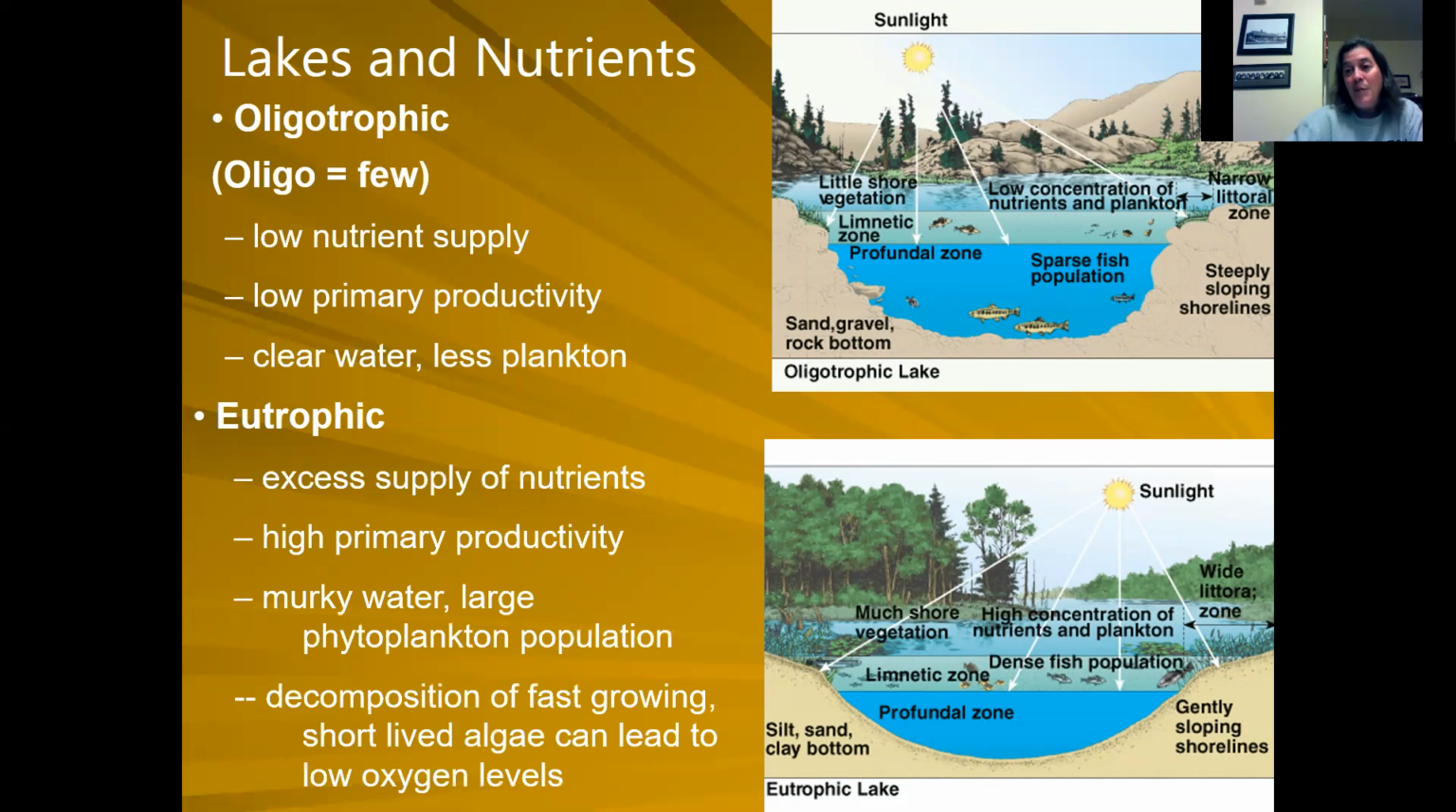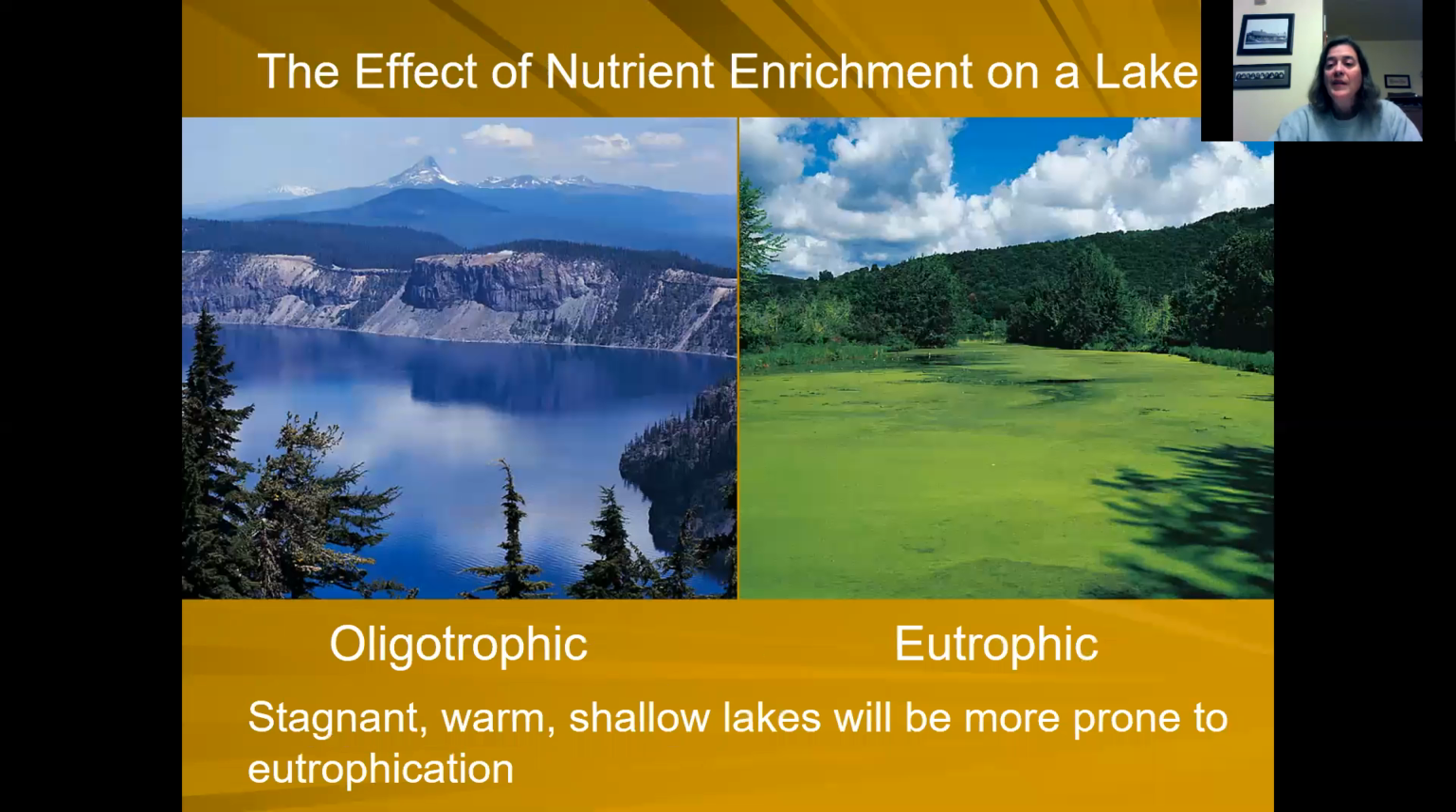Eutrophic then is the opposite. So you get excess nutrients, high primary productivity, you get that murky water from all that algae, huge phytoplankton population, but then the decomposers are the ones that are going to basically eat that algae and take the oxygen out of the water. So there's a picture of eutrophic versus oligotrophic. Eutrophic is this one here on the right. Oligotrophic is the one on the left.